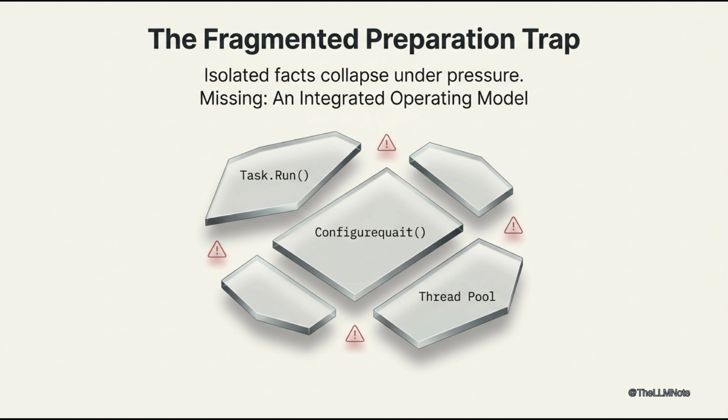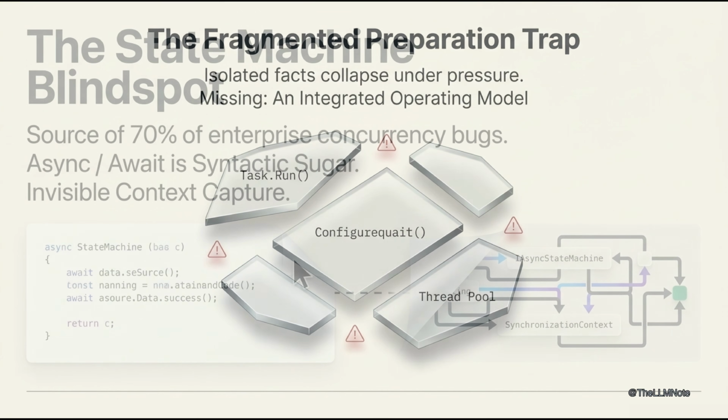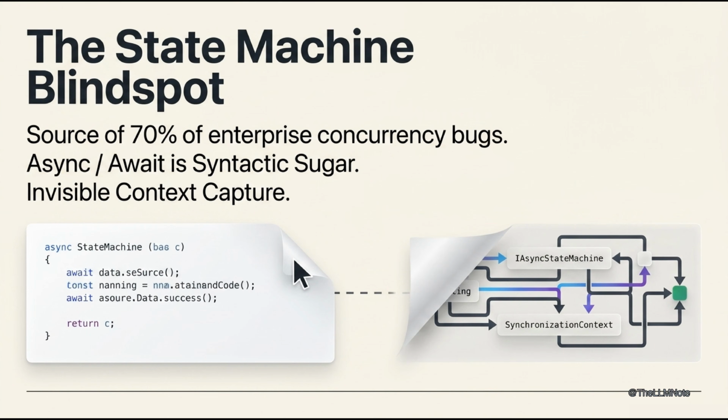Common failure modes: UI thread deadlock, ASP.NET starvation, async void crashes. Without a causal framework, candidates resort to trial and error, wasting precious interview time. These failures are preventable with a unified model. So what's the real problem? Let's talk about the state machine blind spot.